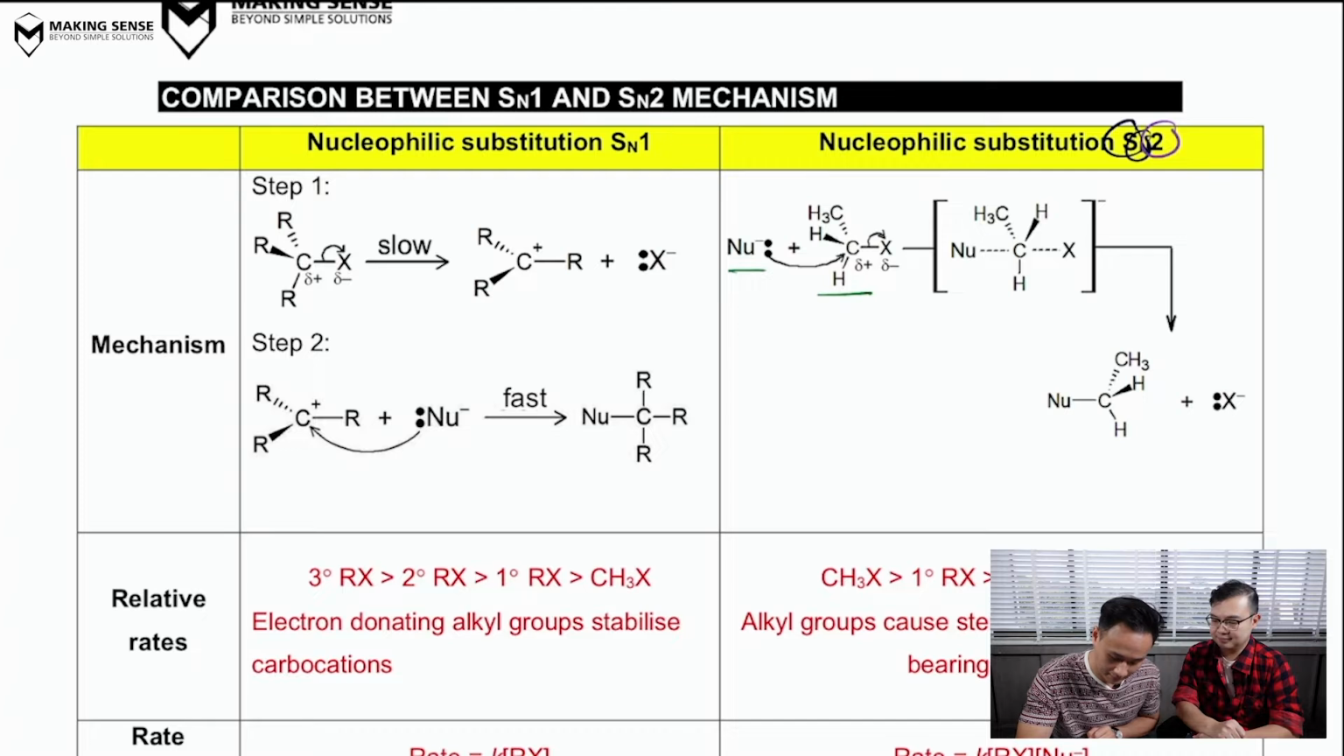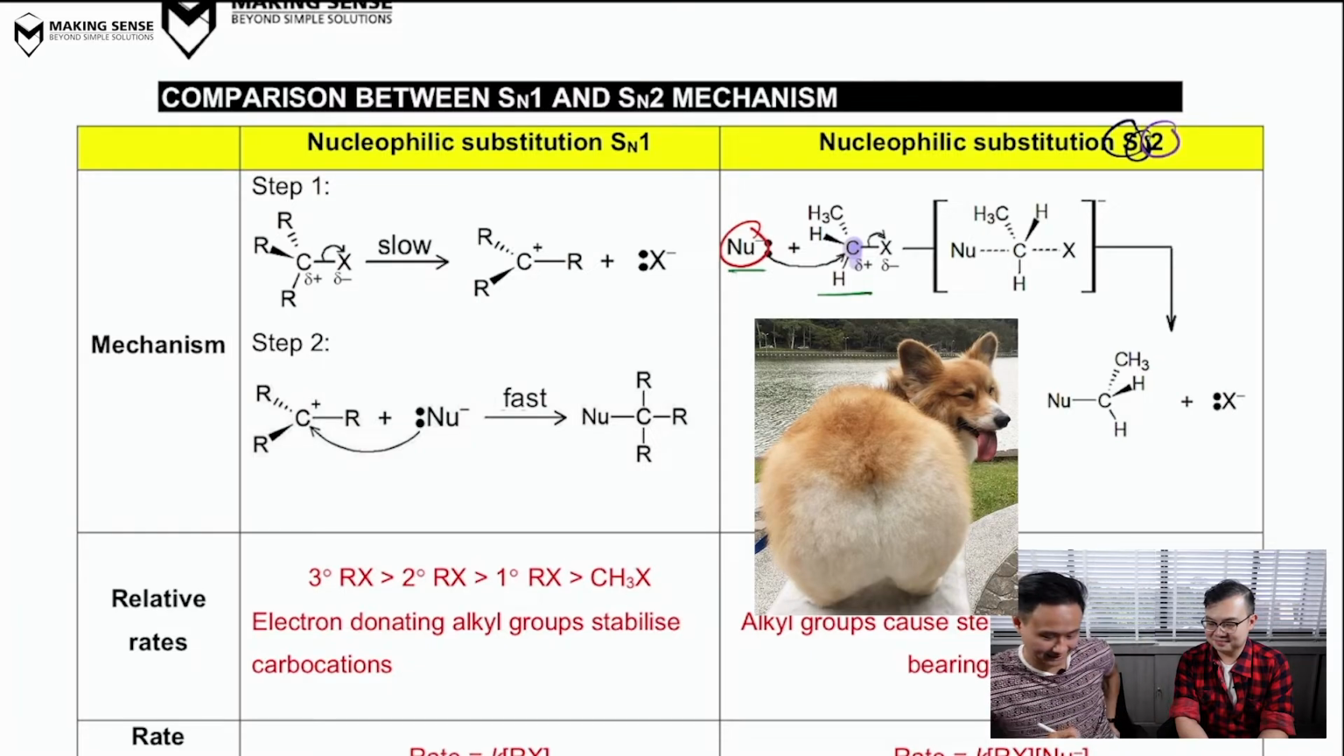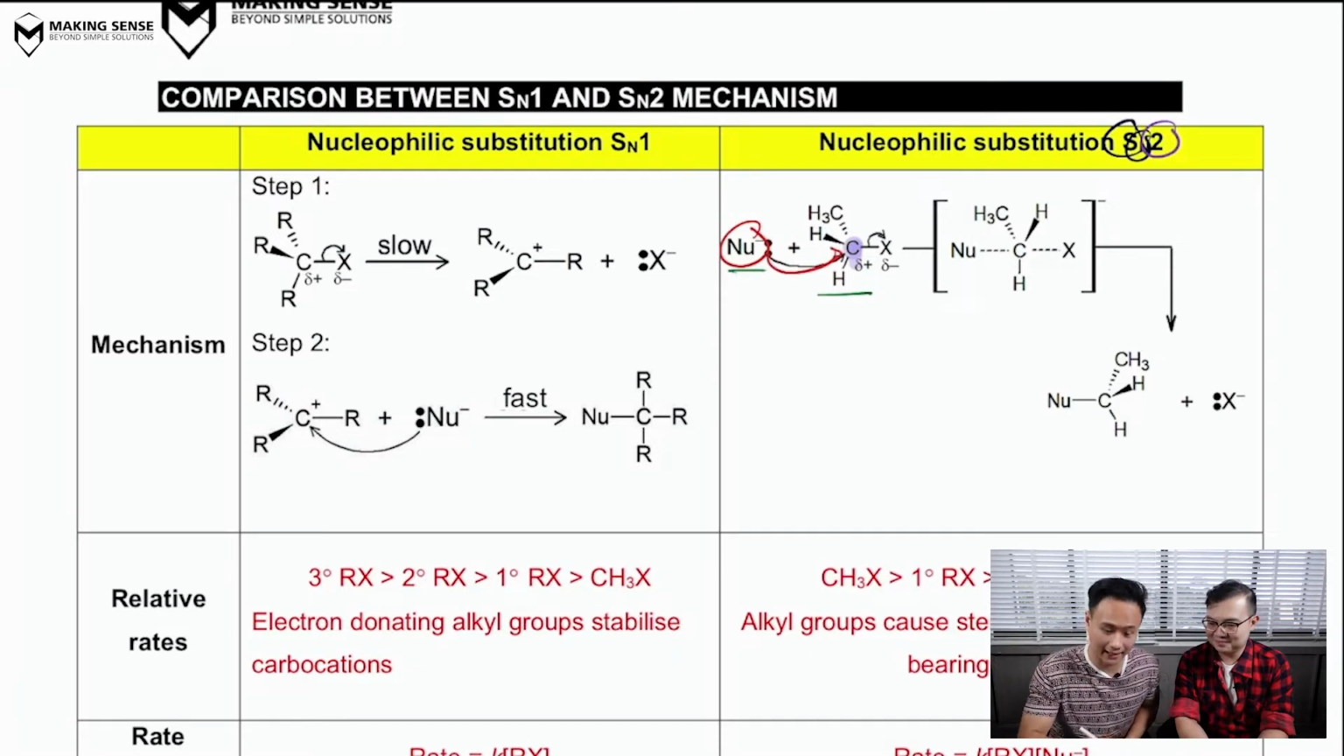Now, if the electrophilic carbon in the RX is not sterically hindered, then the nucleophile can easily do a backside attack and attack that carbon and break that C-X bond, forming what we call a pentavalent transition state, where the C-X bond then breaks later to release your X minus, right?